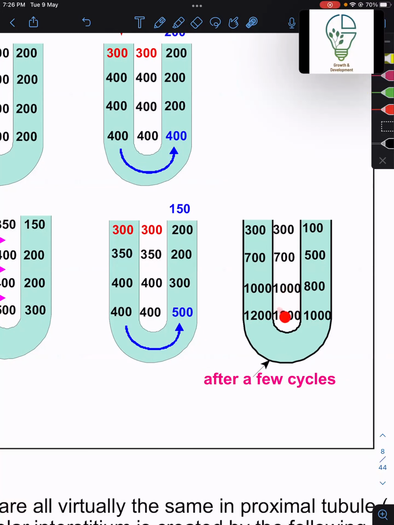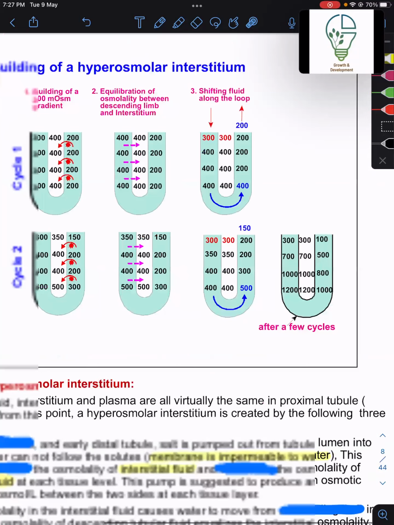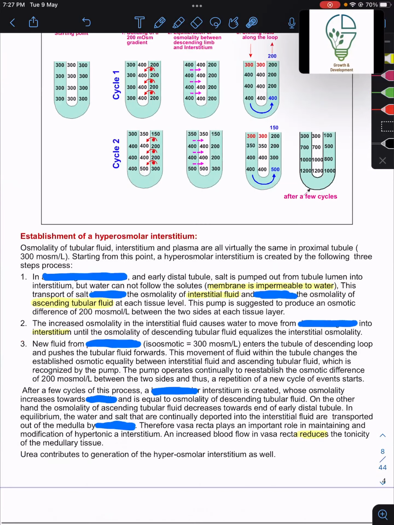And you can see that over here. If you keep doing more and more cycles, you're going to get a very pronounced concentration gradient where the bottom of the loop of Henle is about 4 times that of the top of the loop of Henle. Okay, so I hope everyone understood. I'm going to be going through the text at the bottom here, and we're going to answer it together.